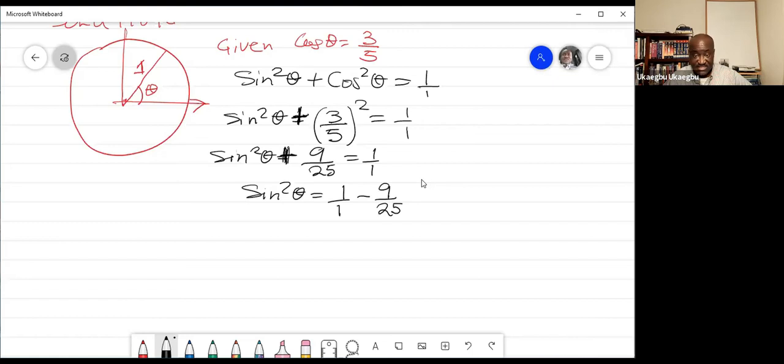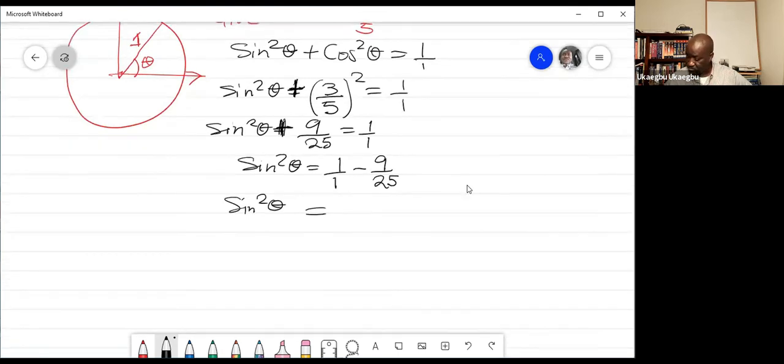Now this is a simple algebraic manipulation of fractions. So I'm going to give everybody 1 minute to solve it. Just give me the solution to the right side only. Forget about the left side. Sine squared theta is equal to, I need the solution. You have 1 minute. Everybody, that means simplify the right side. I need it in fraction, not in decimal.